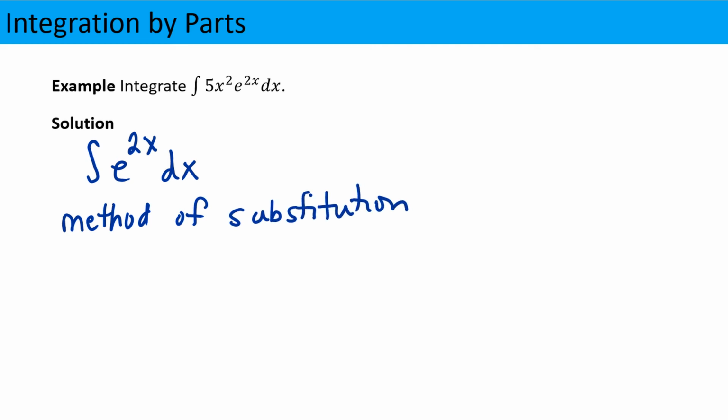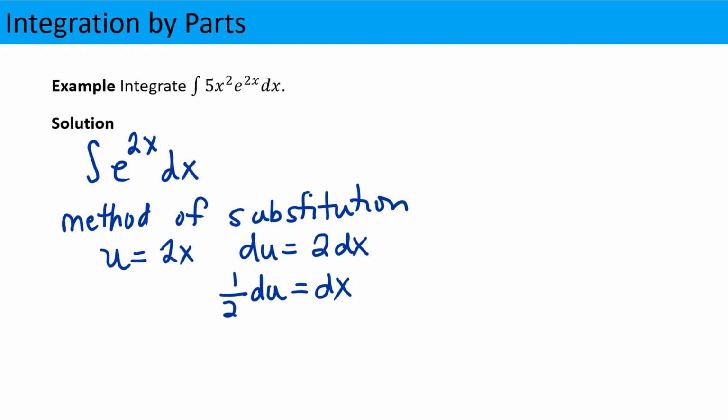To do so, I'm going to let u equal 2x. Then du is the derivative of 2x, which would give us 2 dx. The issue is, in the original problem, we have a dx, but not 2 dx. Well, divide by 2 on both sides. That'll give you 1/2 du equals dx. Now let's make that substitution. So we want to integrate e to the u, where the 2x was, and where dx was, we'll replace it with 1/2 du.